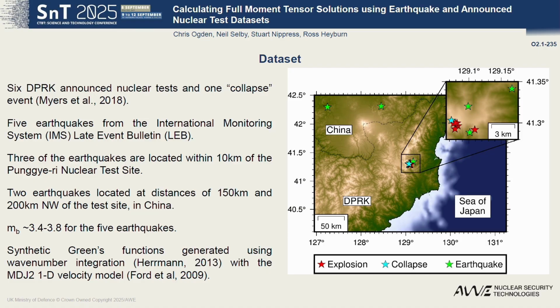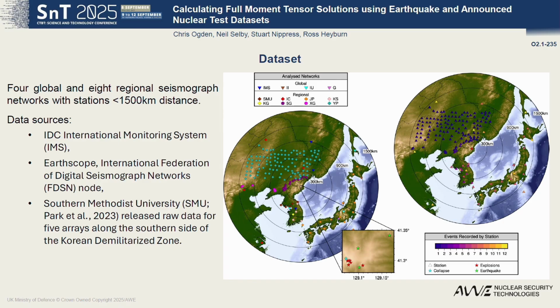I'll be using Green's functions from the Herrmann wavenumber integration method and a simple 1D velocity model from Sean Ford. In terms of stations, we're using regional stations, and at the frequencies that I'll use, it's primarily surface waves. These include the IDC stations KSRS, USRK, and KLR, but also all the EarthScope stations that are available. You can see on the plot on the right that some stations record one of the events, whereas a lot of the stations record 12 of these events.